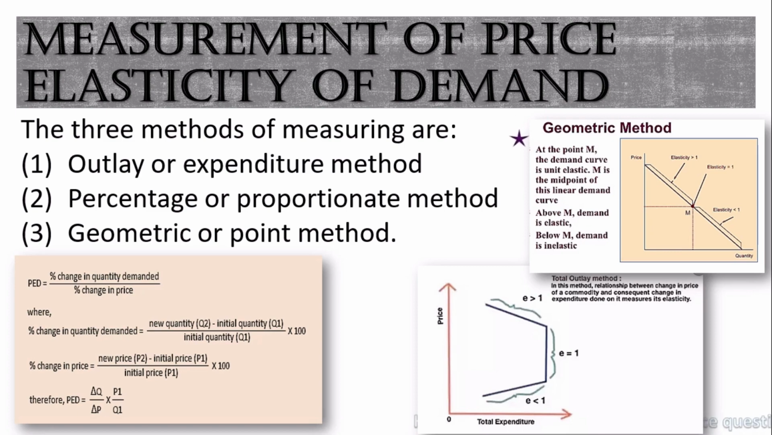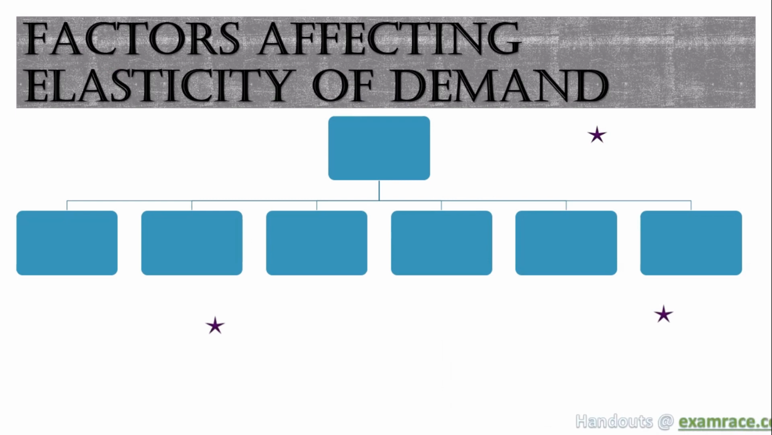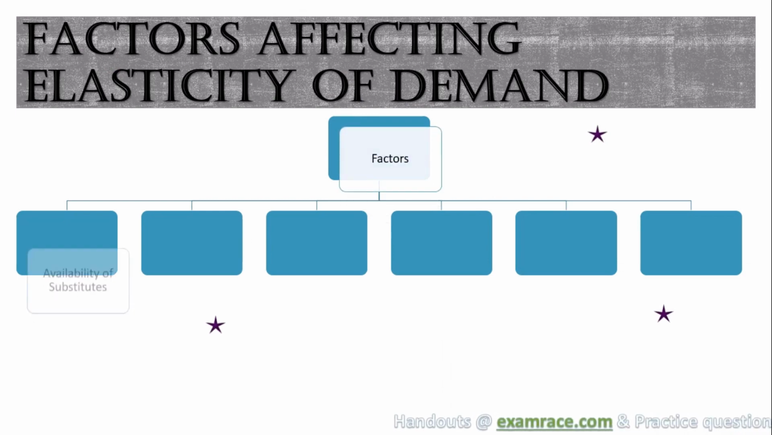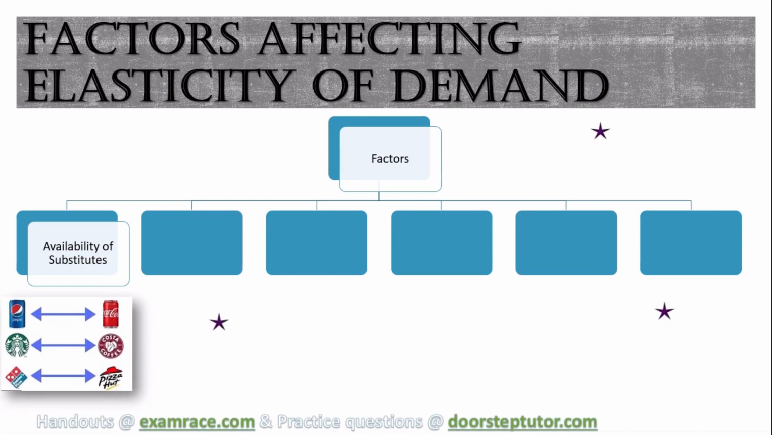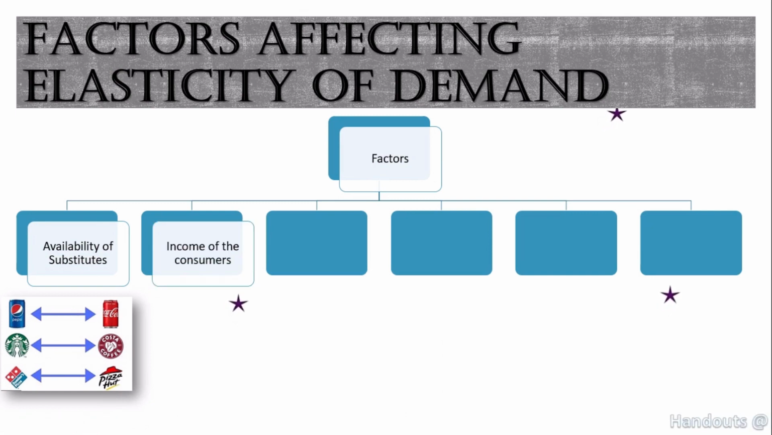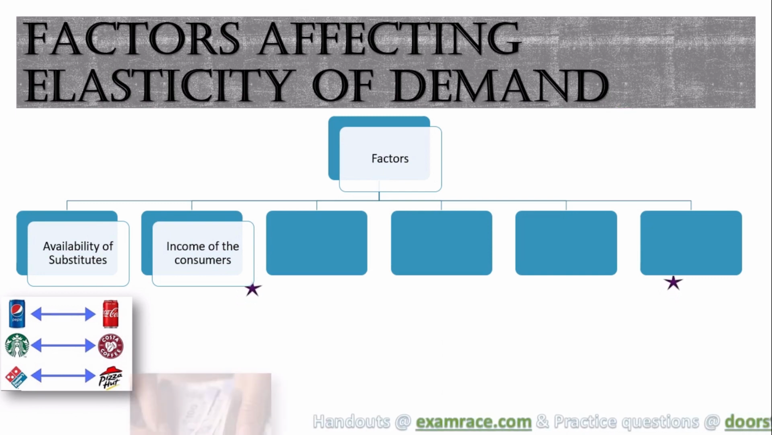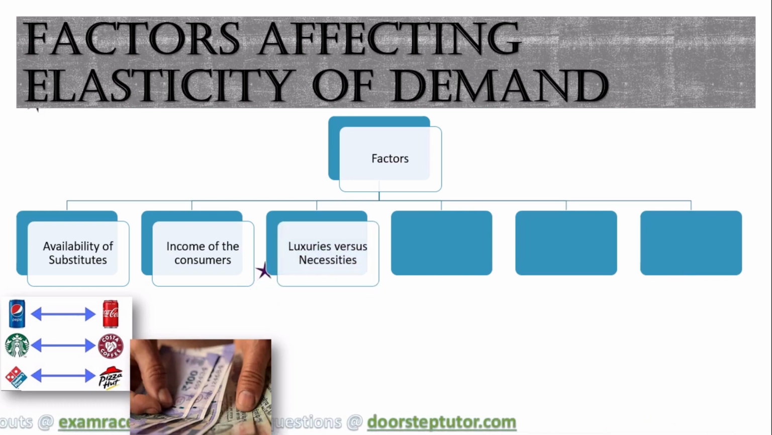Moving on to the factors affecting elasticity of demand. The first factor that we've got is availability of close substitutes. A commodity having close substitutes will have an elastic demand, and a good with no close substitutes will have an inelastic demand. Now, the second factor is income of the consumer. If the income level of consumers is high, the elasticity of demand is less. The next factor is luxuries versus necessities. The price elasticity of demand is likely to be low for necessities and high for luxuries.